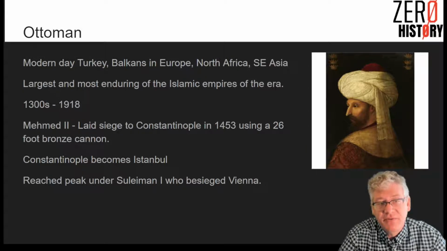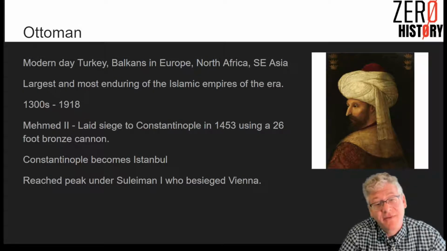It lasts literally from 1300 until the end of World War I. This is 1918, but they peter on until 1920 until they're fully put out of their misery. But they're around for a very long time, 600-something years in some form or fashion. Early on, they are a dynamic force for conquest. Mehmed II will lay siege to Constantinople in 1453, using a gigantic cannon to knock down the walls, and he will end up seizing it. That is when they change the name over to Istanbul.